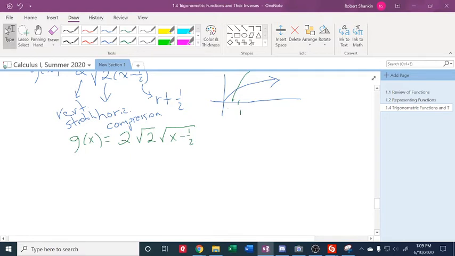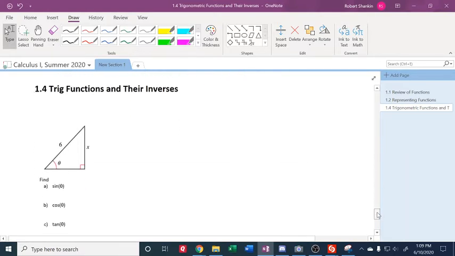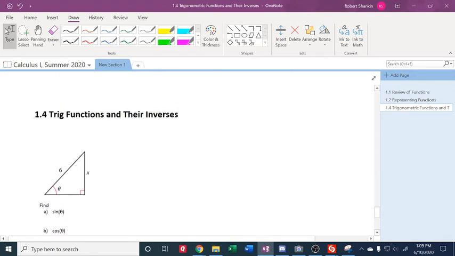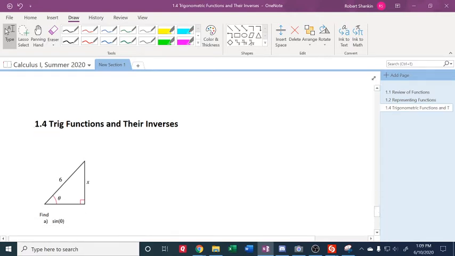So 1.4, trig functions and their inverses. So we're going to spend some time here now just reviewing the stuff you learned about trigonometry, which is in the last half of the pre-calculus and trig course. All right, and we're going to start with this problem right here.